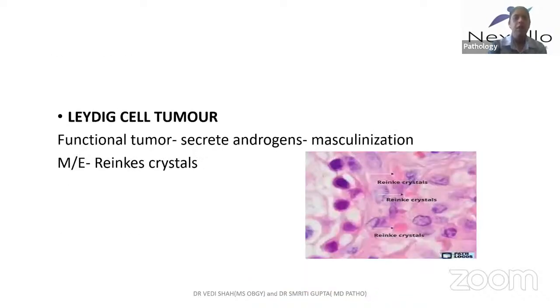Next slide. Thank you. Leydig cell tumors. Now, Leydig cell tumors, as opposed to granulosa cell tumors, are androgen secreting tumors. Because they are androgen secreting, they cause masculinization. And in microscopy, if you see those small pink structures, they are called Reinke's crystals. This is the specific thing that you have to recognize to identify that these are Leydig cells. So that is how you'll know that this is a Leydig cell tumor.